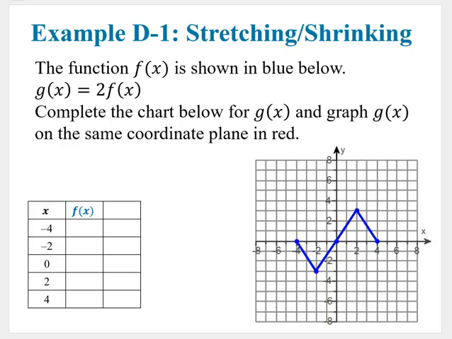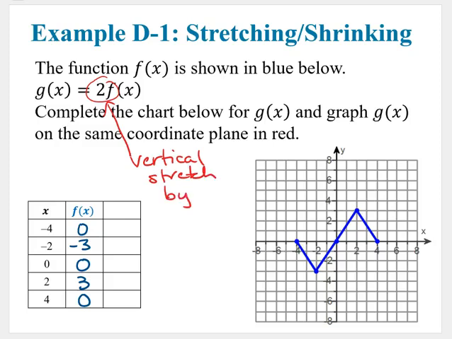So first thing you would do, of course, is always finish your table of values that we have been using the whole time. Because we are multiplying by 2, we are going to do a vertical stretch by a factor of 2. What this means is that we are going to make the graph twice as tall, but the x-intercepts are not going to move. So that's the important thing.